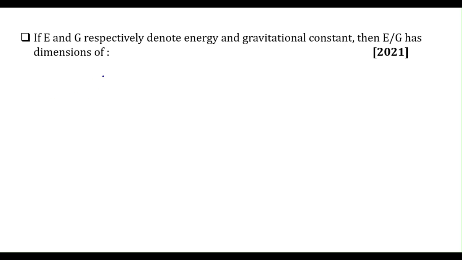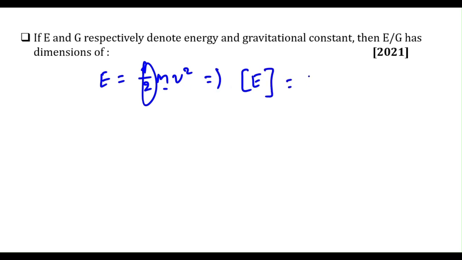So we have to find out any simple formula for energy. So energy is nothing but, let's take 1 by 2 mv square. This is also a form of energy, kinetic energy. So you can take here, this is dimensionless. This should have dimension of mass, that is M, and here we have L T to the power minus 1, and this is squared.